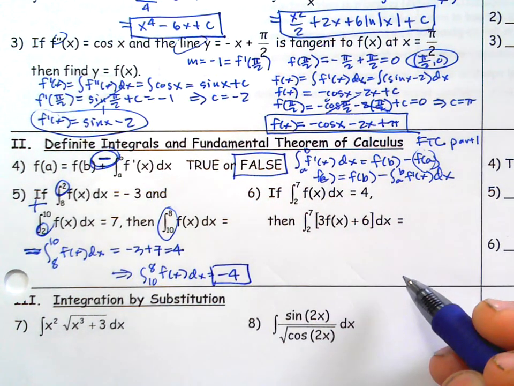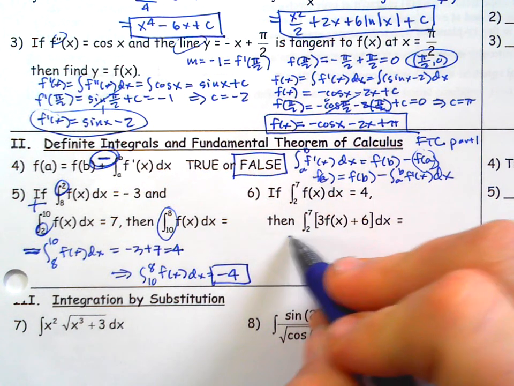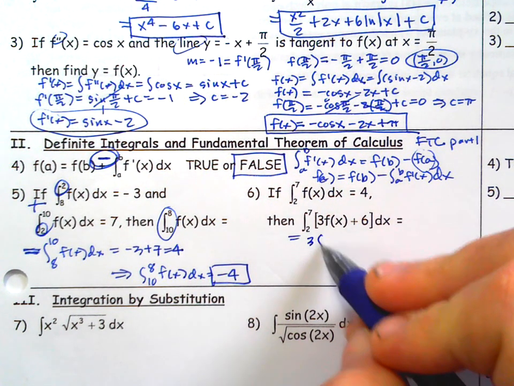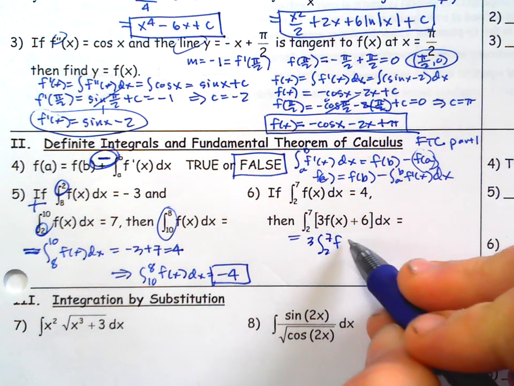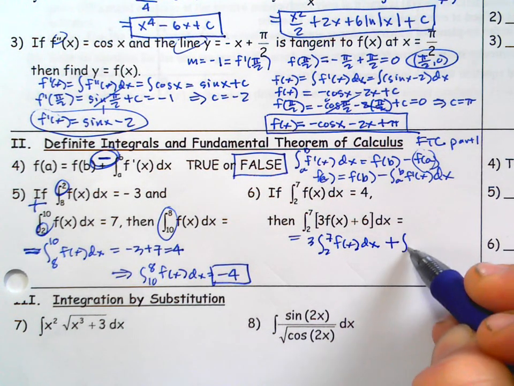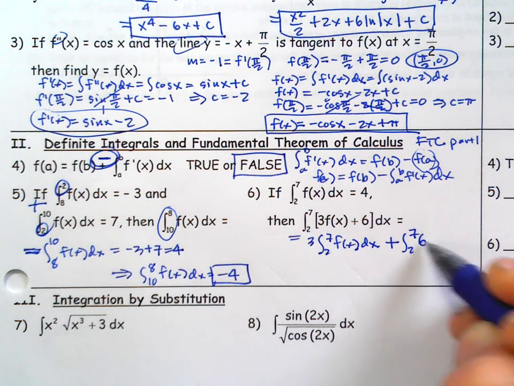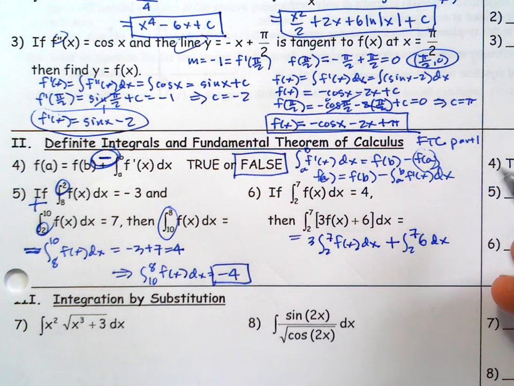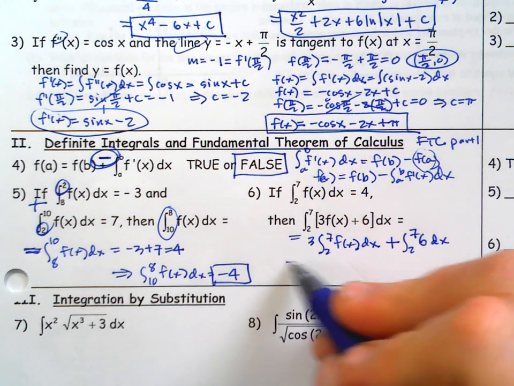Okay. Here's another one. I would split this up. I'd bring the 3 out in front, the integral of f of x dx, plus integrate the 6. The 6 is inside the integral, and so we can integrate these terms separately. We usually do this in our head, but I'm just writing them out like this.